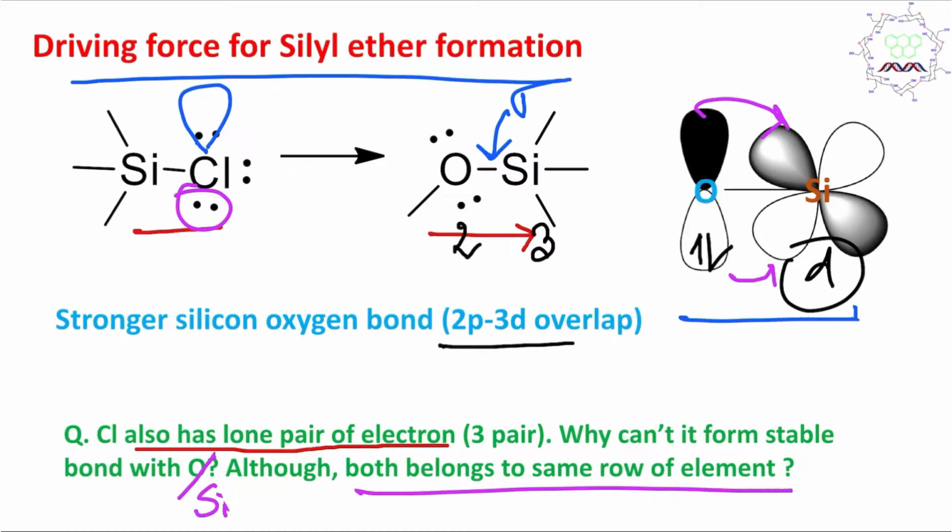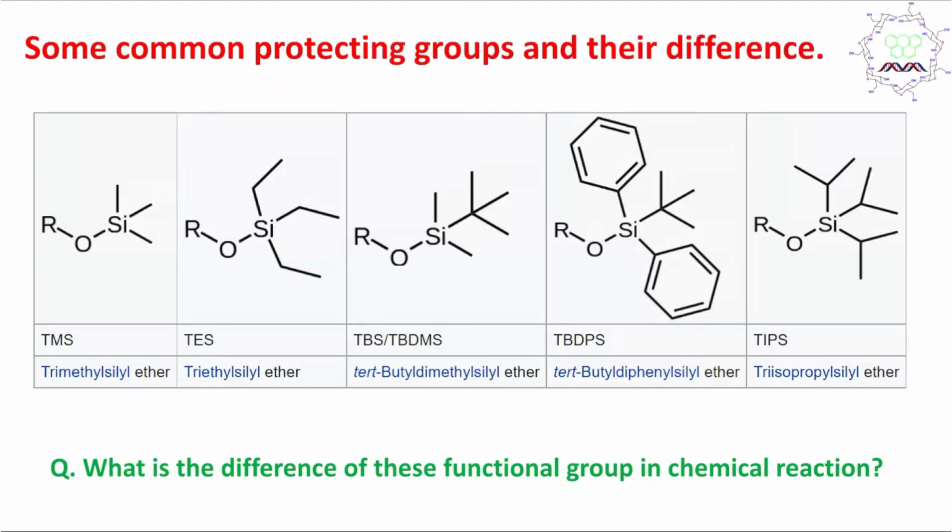So that's why silicon prefers oxygen over chlorine, and that is the reason in nature you will find lots of silica or sand. And by the way, this is not a double bond, this is a silicon-oxygen single bond, which is associated with partial double bond character. Now we have understood why it happens so efficiently.